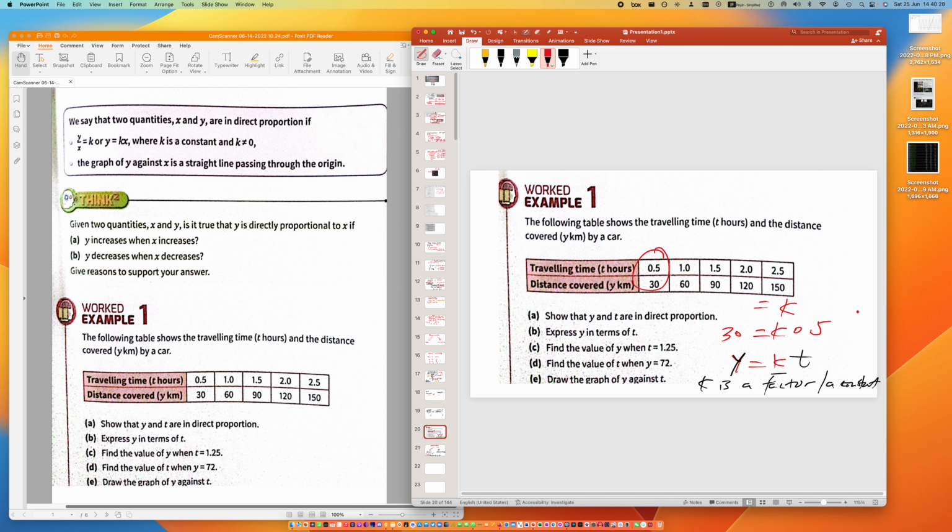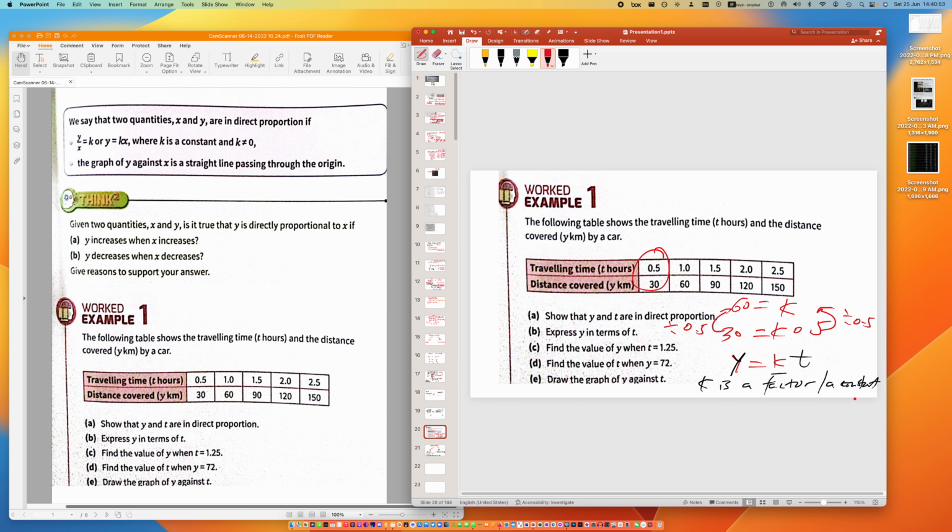So how do you get k? You divide by 0.5 here, so you divide by 0.5 on the left also. 60. So k equals 60. So 60 is a factor, and 60 is also a constant. Does it make sense?